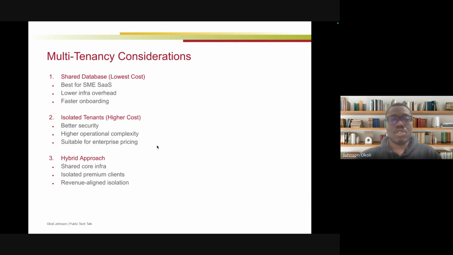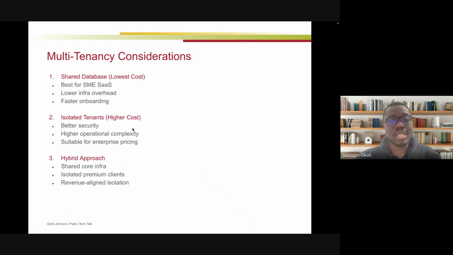Then we have the multi-tenancy consideration. This is more like you trying to see how you can reduce costs while maintaining the standard. You could consider three different approaches: either a shared database, which reduces costs, ensures that the database is nearer to the users themselves, reduces overhead, and gives a faster onboarding process because it does not need a different database to perform that action.